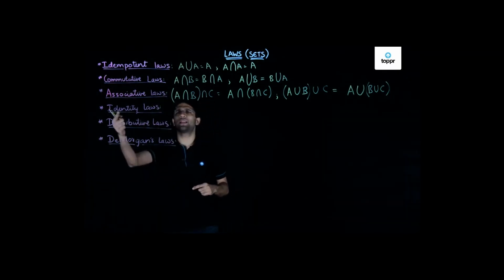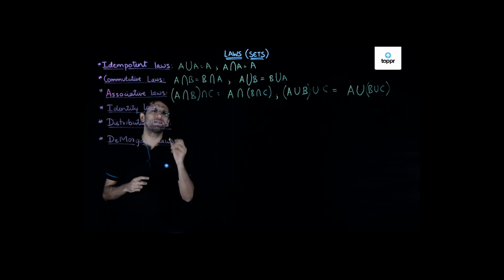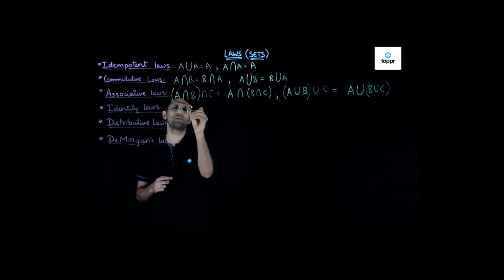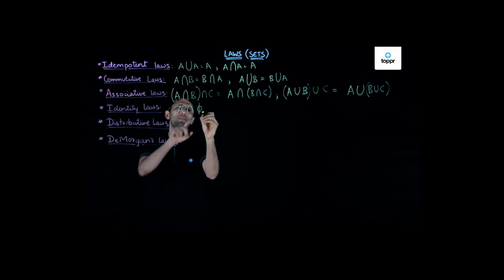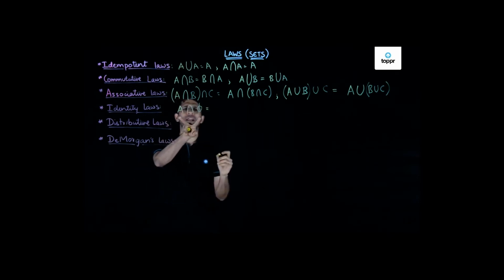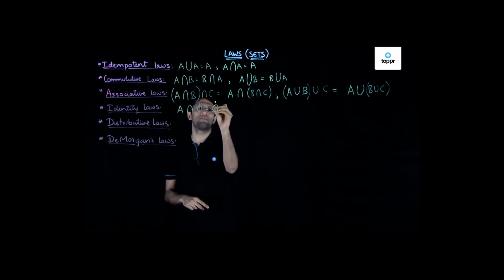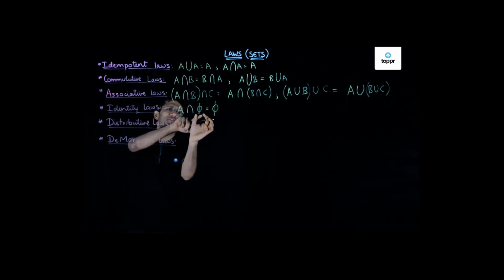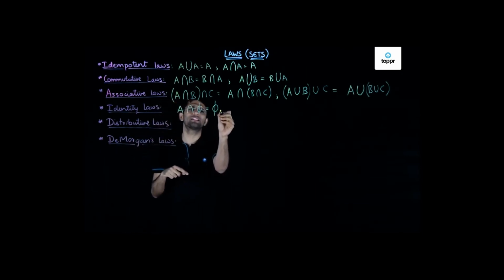Next we look at the identity laws, and these laws state whenever we have a general set A, then if we perform intersection of that set with the null set denoted by this symbol phi, then the result that we get is equal to the null set. So what this law states is that if we have a null set and if we perform intersection of any given set with the null set, then the result is again the null set.